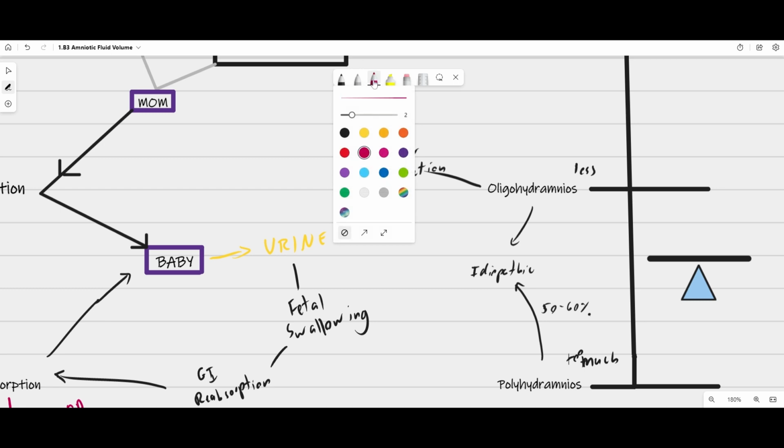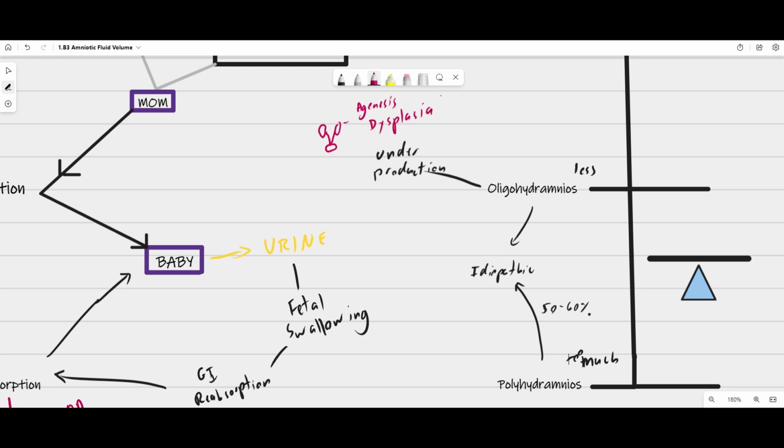And that's going to be things like gastro or genitourinary problems. So let's draw our kidneys, come down to our bladder. So with our kidneys, if we have agenesis, if we have dysplasia, so it didn't develop, and on our bladder end of things, if we have an outlet obstruction, so they're just unable to get that urine out. So obstruction.